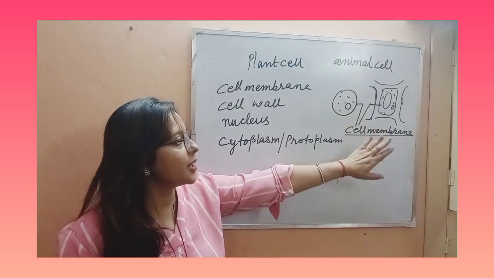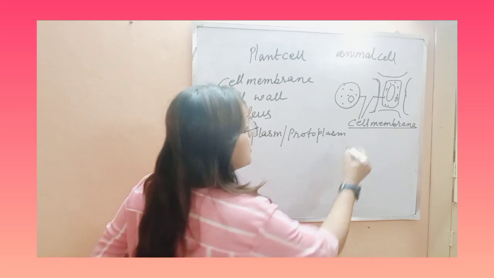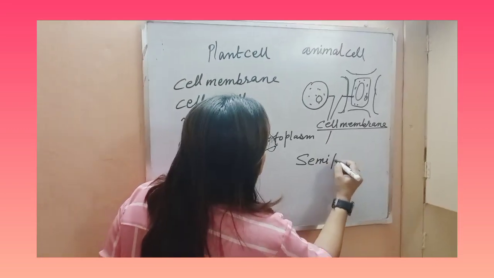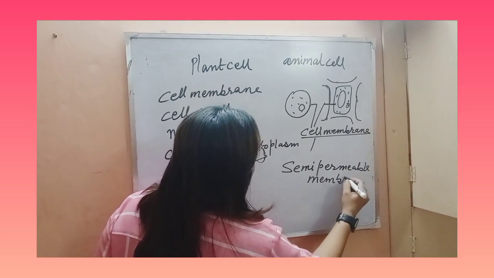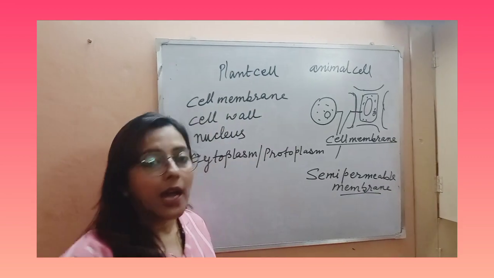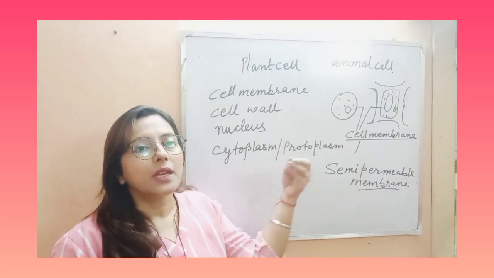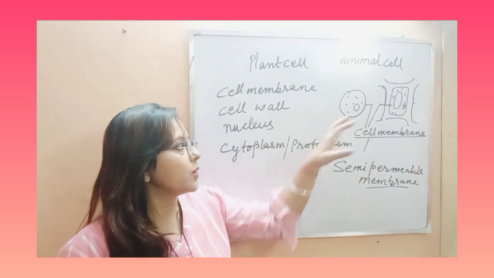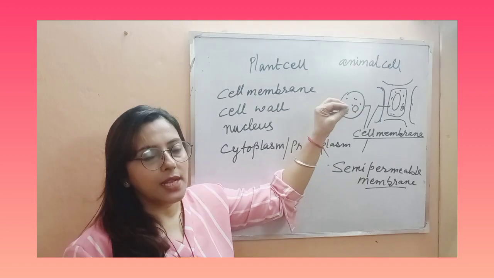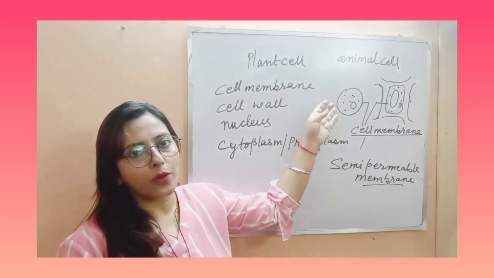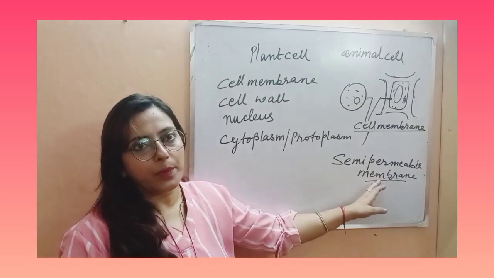Now, the most important thing regarding the cell membrane is that it is a semi-permeable membrane. Semi-permeable membrane means the cell membrane allows only a few particles to enter and exit from the cell to the outer surroundings. Only a few materials, like carbon dioxide and oxygen, can enter or exit the cell because of the permeability of the cell membrane. That is why the cell membrane is called a semi-permeable membrane.